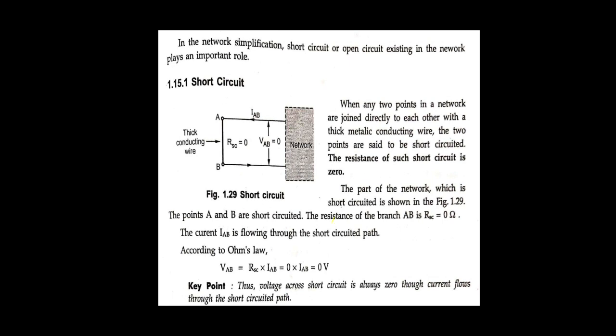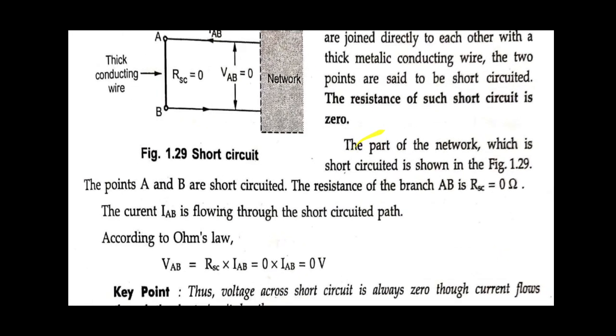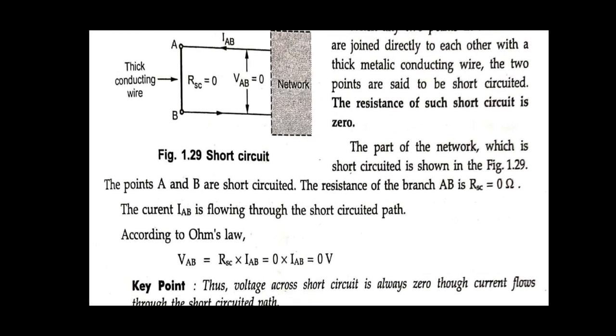So using Ohm's law, we can calculate the voltage across the terminals A and B. We know Ohm's law, V is equal to I into R. Now we are calculating the voltage across the terminals AB. So VAB is equal to R into I. What is R? R is the short circuit resistance. I is the current flowing through this short circuit. So what is the value of R? R is nothing but 0. So 0 into the current I is equal to 0.